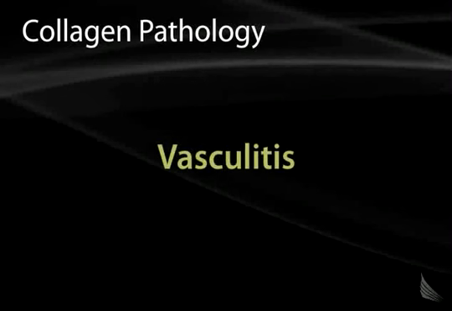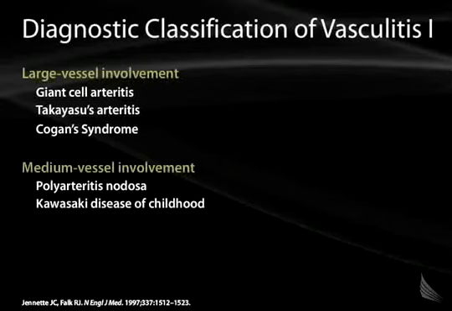We'll continue the section on collagen vascular disease with a discussion of the various types of vasculitis. We can think of vasculitis from a diagnostic standpoint as having large vessel involvement or medium vessel involvement, and whether or not there is immune complex deposition.